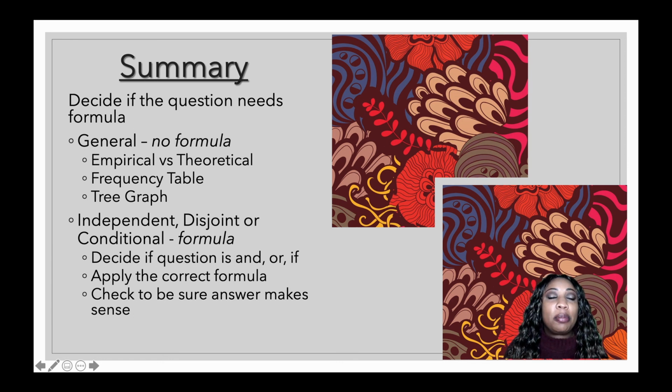And then you want to apply the correct formula. So again, a tactic that I use is I go straight to the end, read the question, write the formula, and then fill in what I need for the formula. And then we want to make sure that the answer makes sense. So always check your work, and that is all.